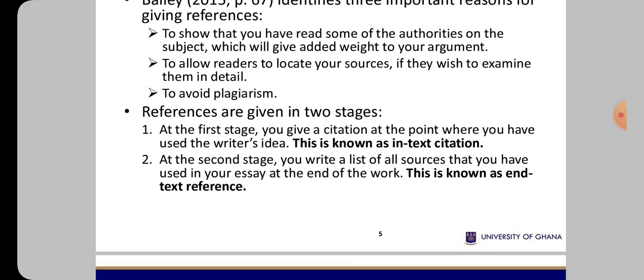So in most of the books you read, you see, okay, Jackie Dando 2003 stated that development is a multi-dimensional process, and then they end it like that. All those ones that you see are in-text citations. And then we have the second stage. At the second stage, you write the list of all sources that you have used in your essay at the end of your work, and that is what we call the end-text reference. That is what we call reference.